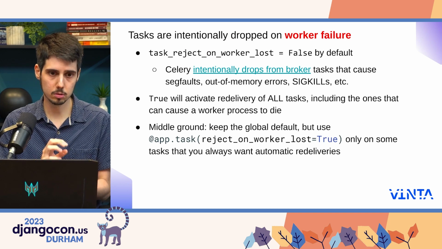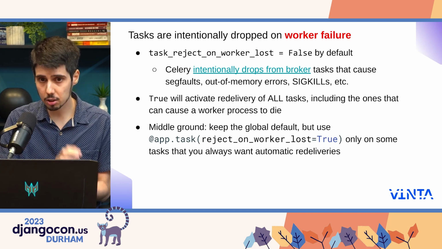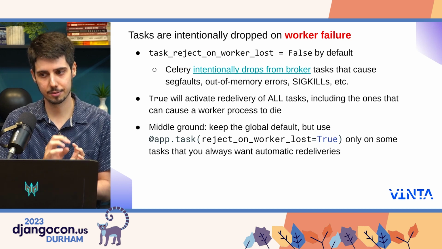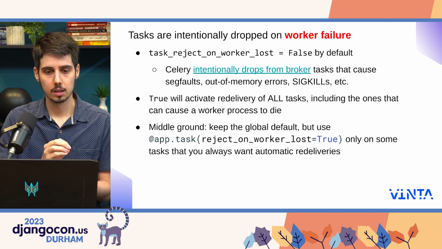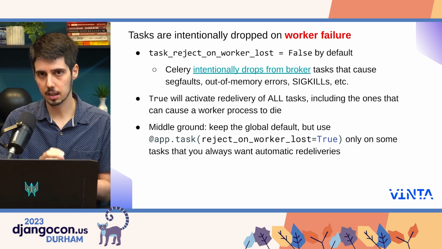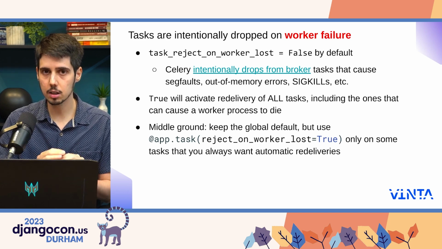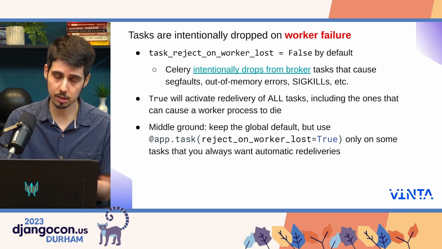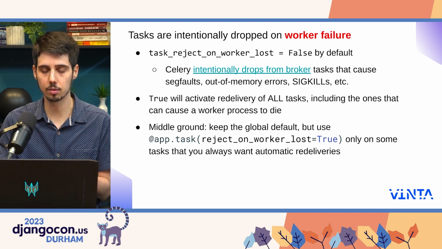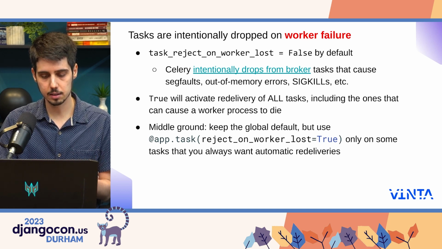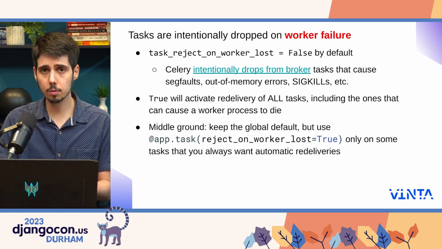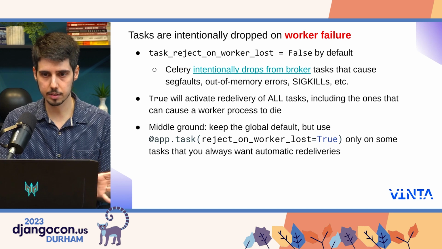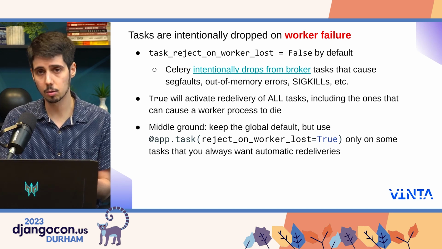It's important to know that tasks are intentionally dropped on worker failure. That's a very surprising default, but it is what it is on Celery. By default, the task_reject_on_worker_lost setting is false. That means Celery will intentionally drop from the broker tasks that cause segmentation faults, out-of-memory errors, or SIGKILLs. So if your task is running and it receives a SIGKILL or an out-of-memory error, this task is automatically dropped from the broker. It won't be redelivered. If you change this to true, it will activate redelivery for all tasks, including the ones that can cause a worker process to die.